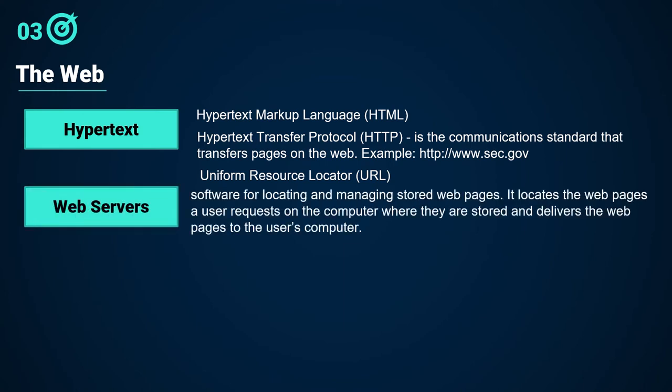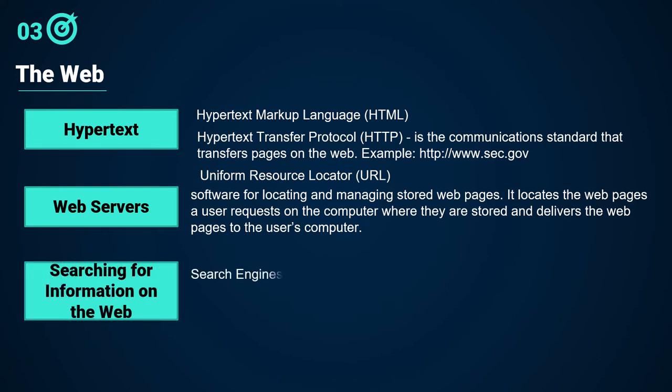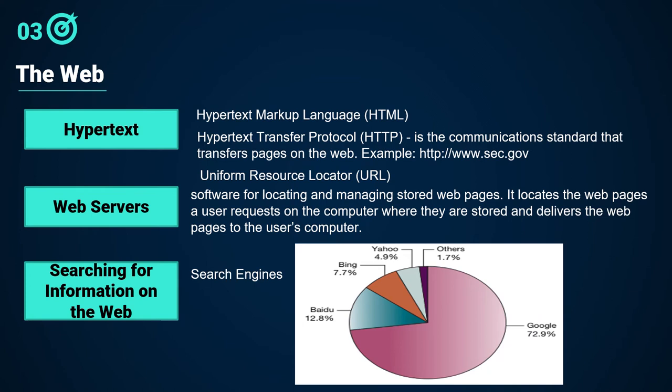Web servers. A web server is software for locating and managing stored web pages. It locates the web pages a user requests on the computer where they are stored and delivers the web pages to the user's computer. Server applications usually run off dedicated computers, although they can all reside on a single computer in a small organization.